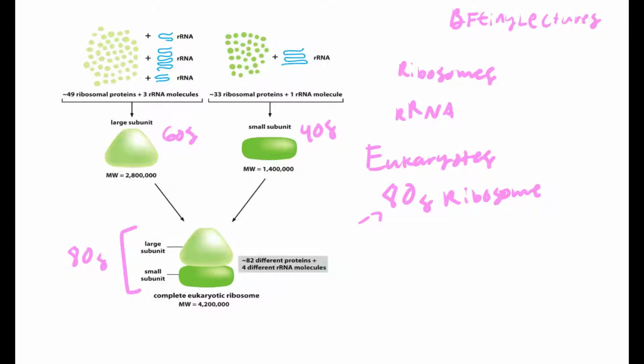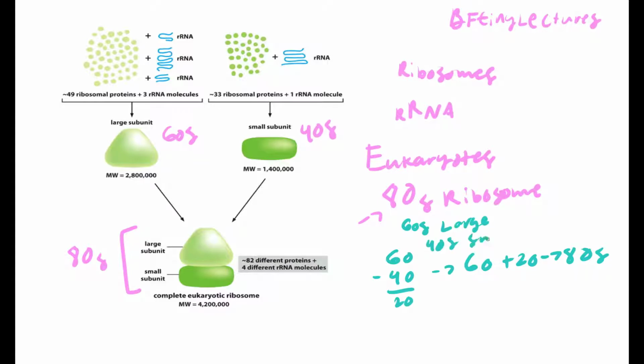Well, you're saying, how did they add up to 80S? I know it's not the correct way to think about it, but this is the way I do it. So 60 minus 40 is 20. Okay, 60 plus 20 gives you 80. That's it. And so you have the 80S ribosome. What you should remember is that eukaryotes have the 80S ribosome overall, the 60S for the large subunit, and the 40S for the small.